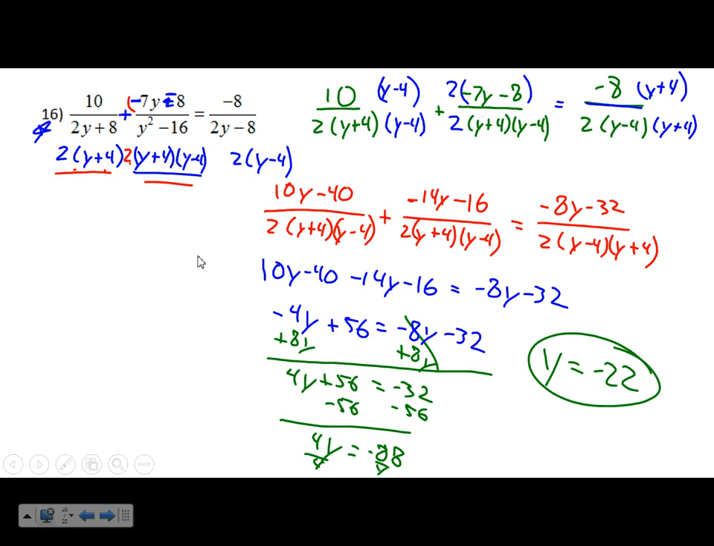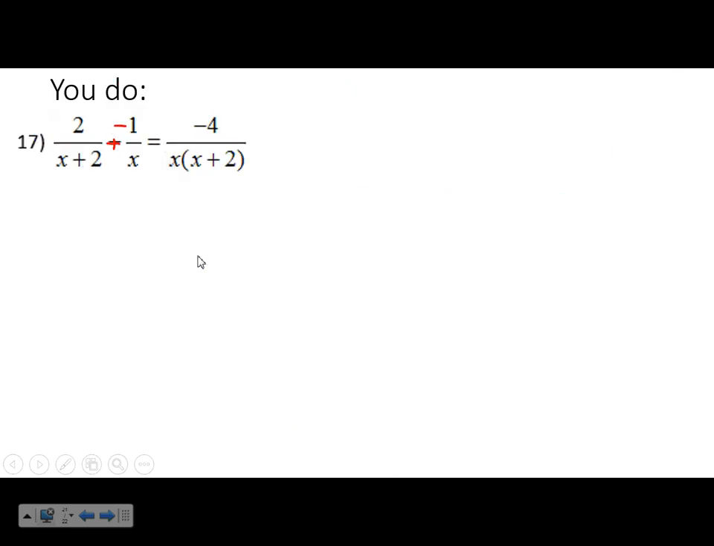So this one, again, the biggest thing was that it had this negative right here. That's really why I wanted to show you that. And again, as much as it was kind of work to get the denominators to be the same, once you got those to be the same, the numerators weren't really that bad, just combining like terms and solving. So now, go ahead and do this one. If you already did this one, I apologize. Now you can go and watch this.